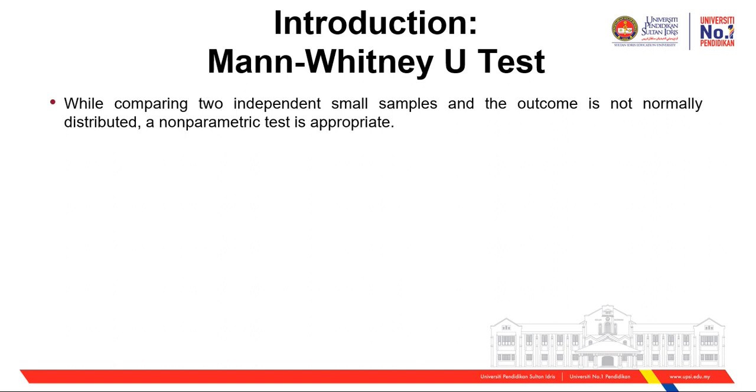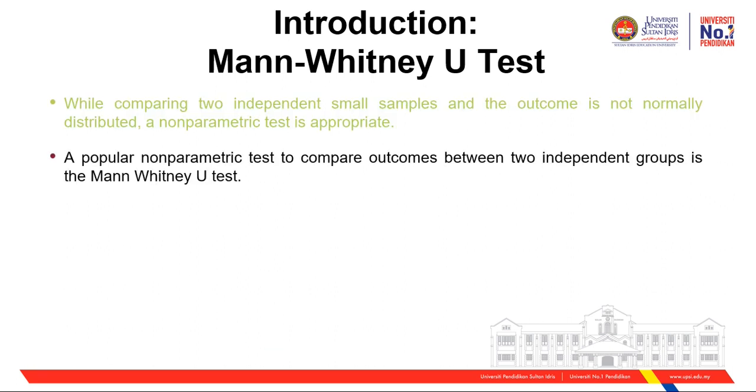Okay, so while comparing two independent small samples, if the outcome is not normally distributed, a non-parametric test is appropriate. So remember the characteristic of the data in which situation you may use a non-parametric test: whenever the data is not normally distributed.